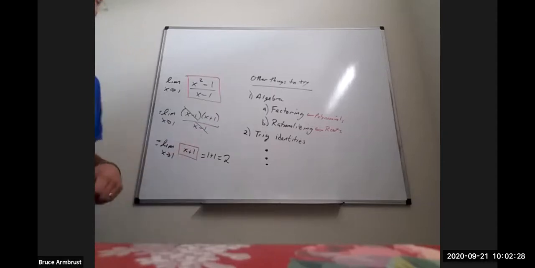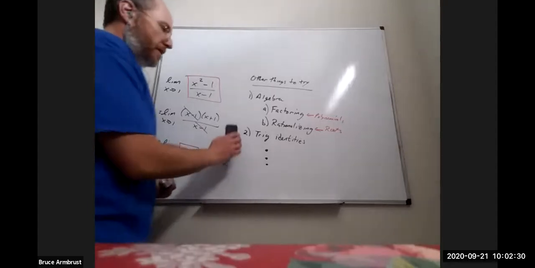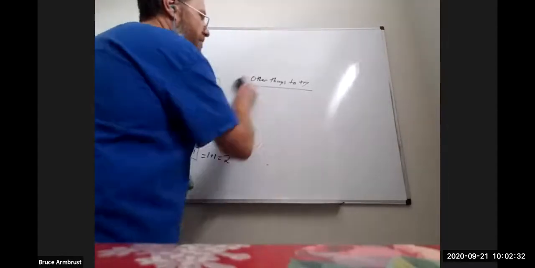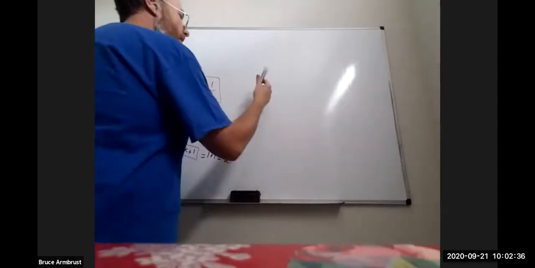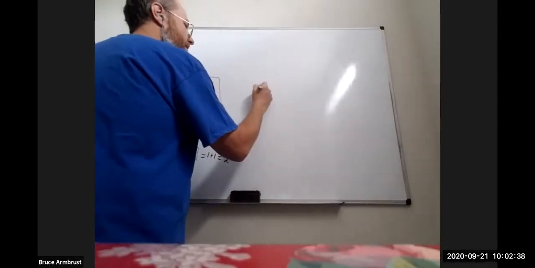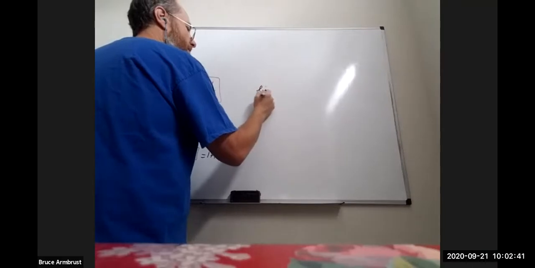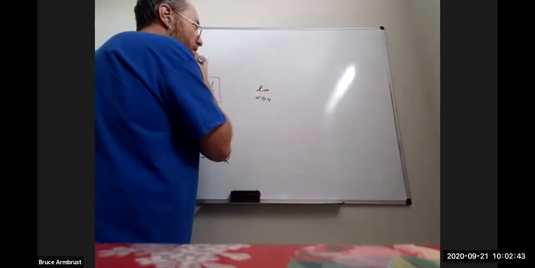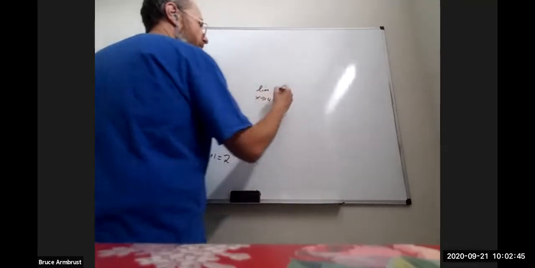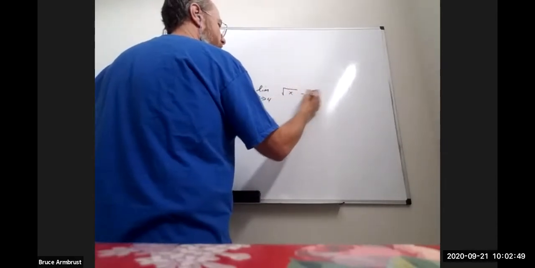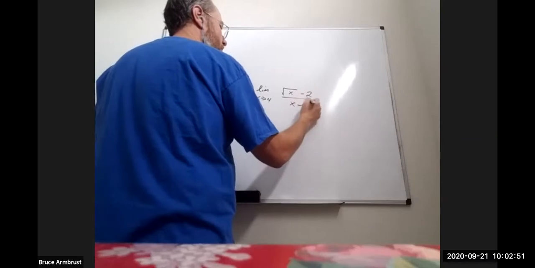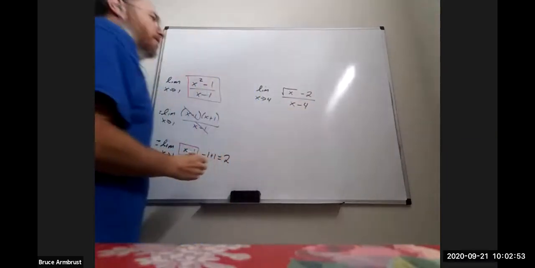Let me show you a rationalizing one, and then I think we're going to call it a day. So here's an example of one where rationalizing would help. And that would be something like, let's say the limit as x approaches 4 of the square root of x minus 2 over x minus 4.